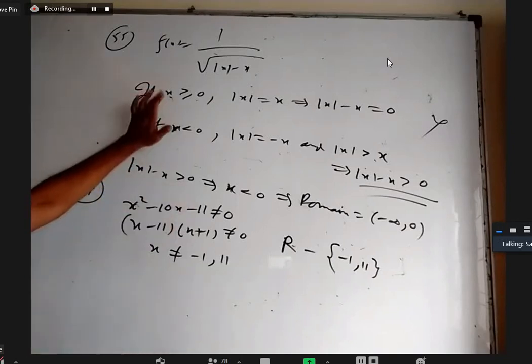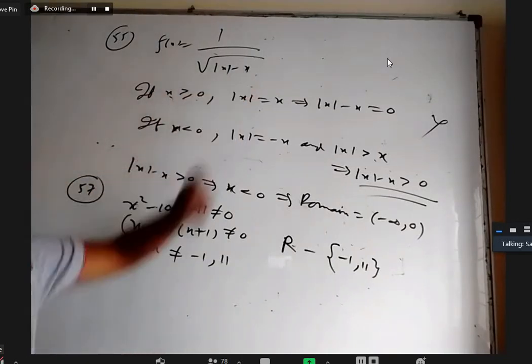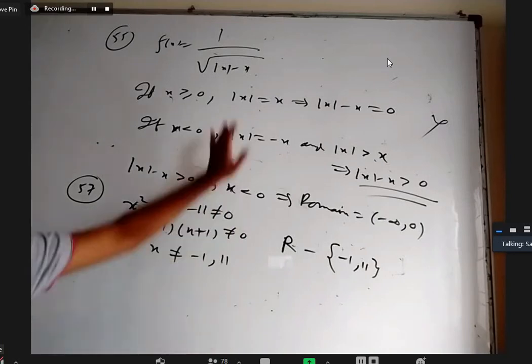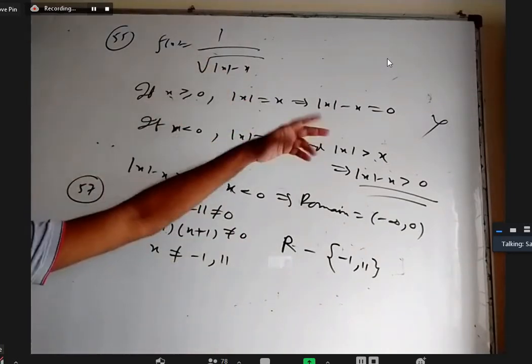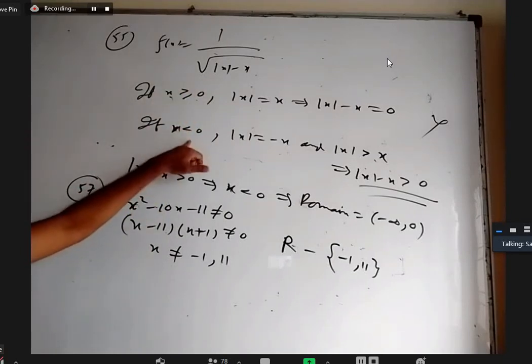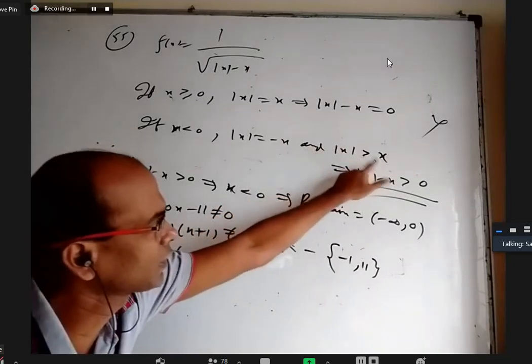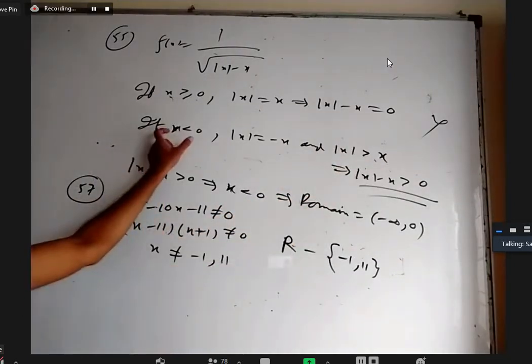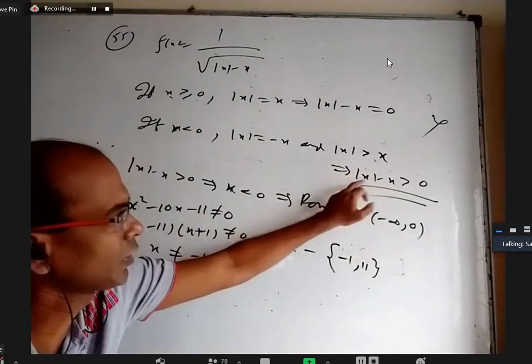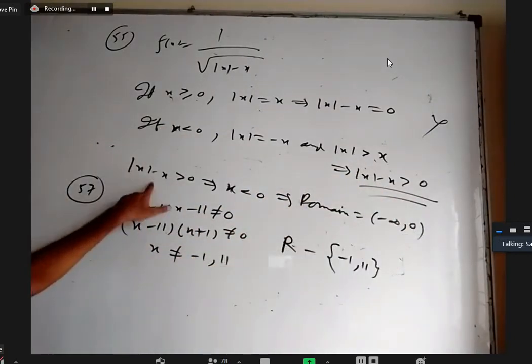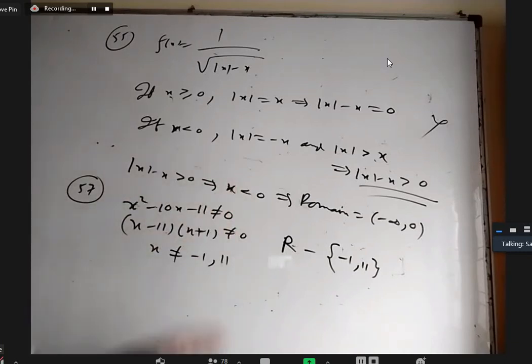When I take x positive or 0, this will always be 0. Because mod x and x are equal, this is root, and 1 by 0 is not defined, so I should not take this set of values. Whenever x is negative, mod x equals minus x, and not just that, mod x is greater than x, because this is positive, this is negative, and positive is always greater than negative. So when I bring this x here, mod x minus x is greater than 0 whenever x is negative. 0 is not okay, greater than 0 not okay, only less than 0. That's why the domain is minus infinity to 0. Yes, sir. Okay.